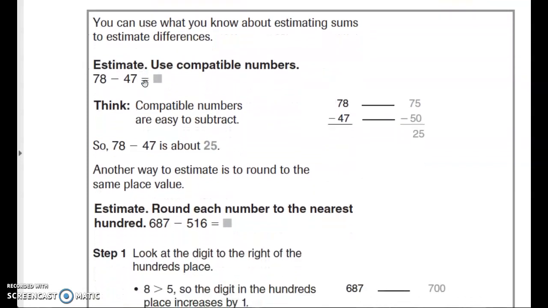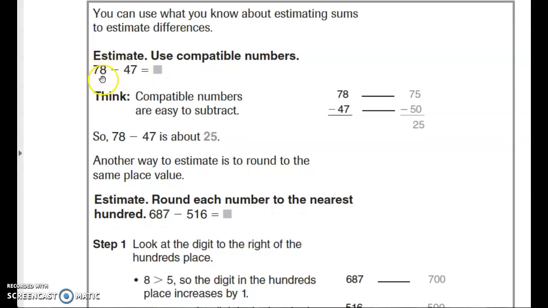Ready? If we take 78 minus 47, we could use compatible numbers. That's what they want us to use, compatible numbers. So 78, if we think about it, is close to 75, and 47 is close to 50. And 75 minus 50 is 25. So the estimate for 78 minus 47 is 25. Now it's not the exact answer, it's the estimate.